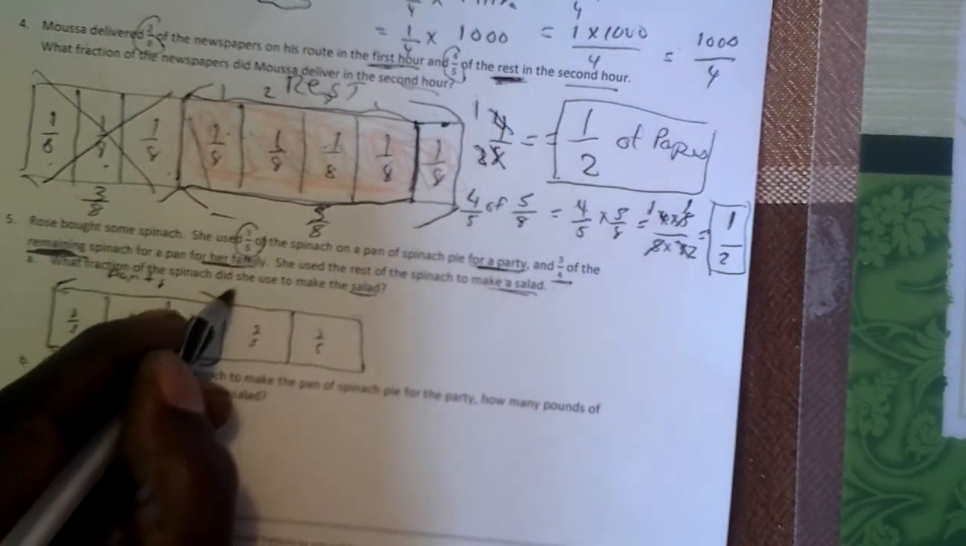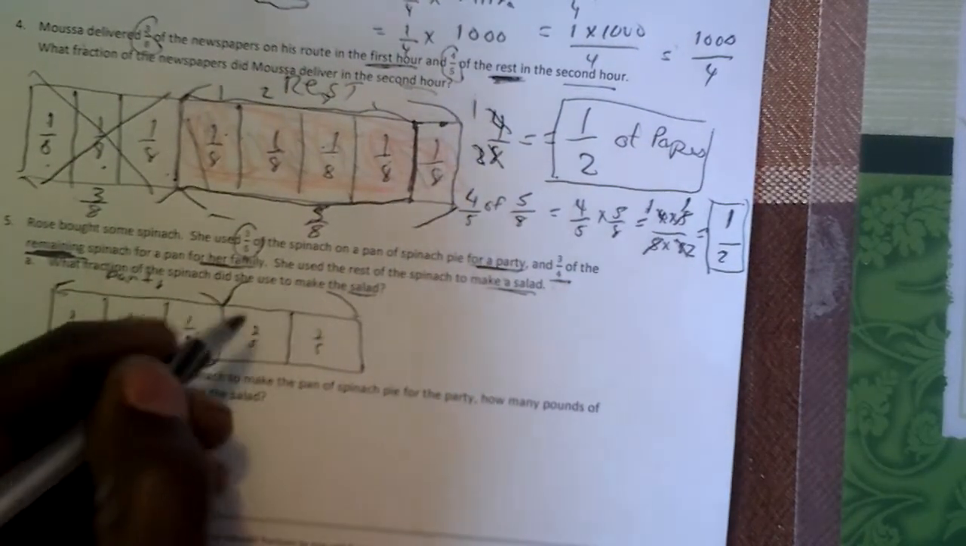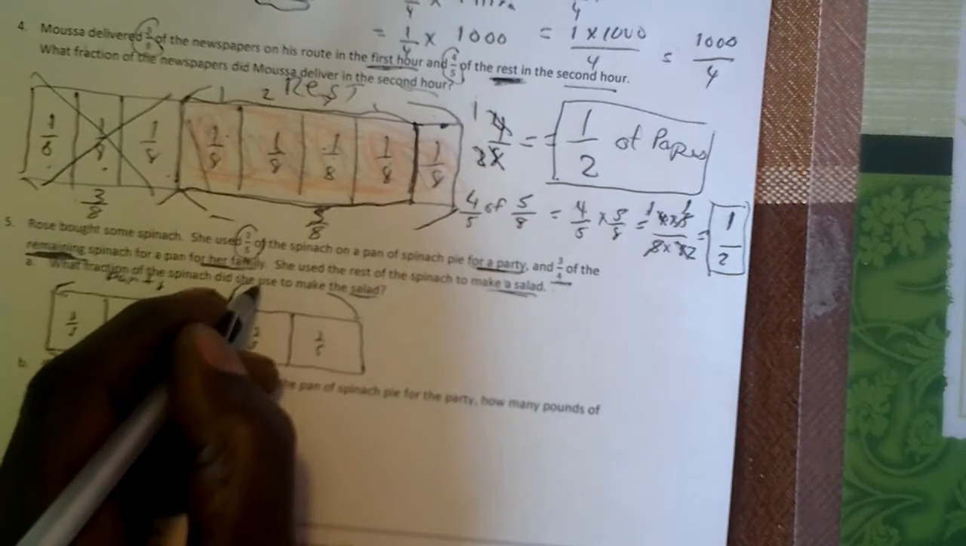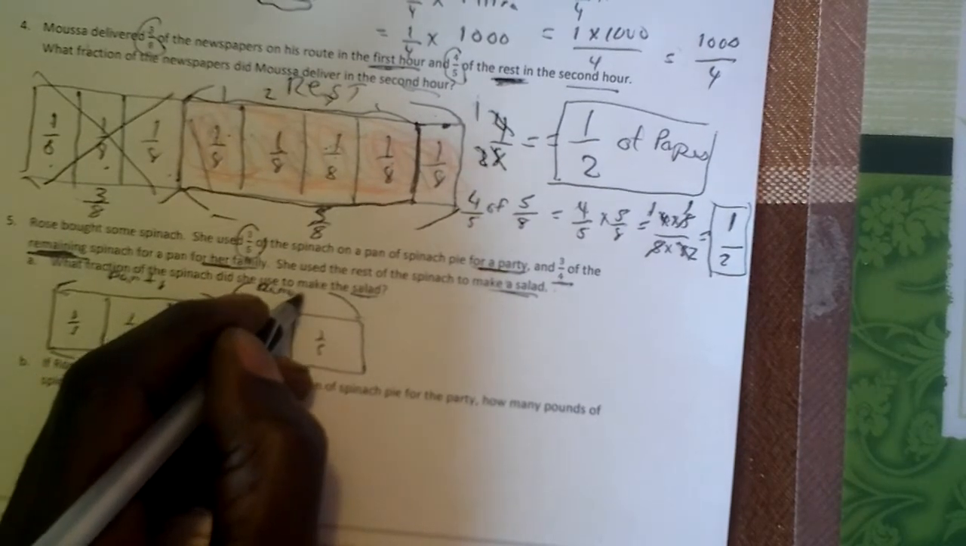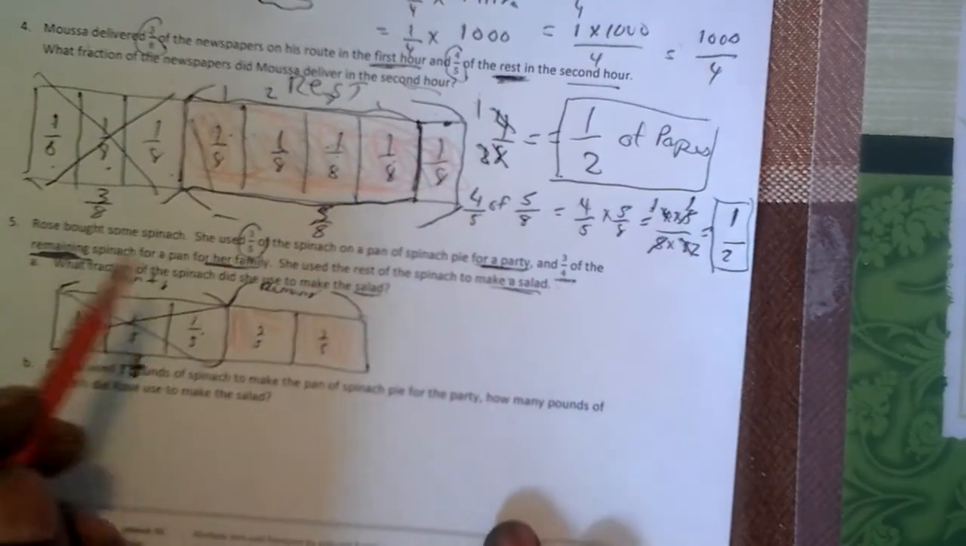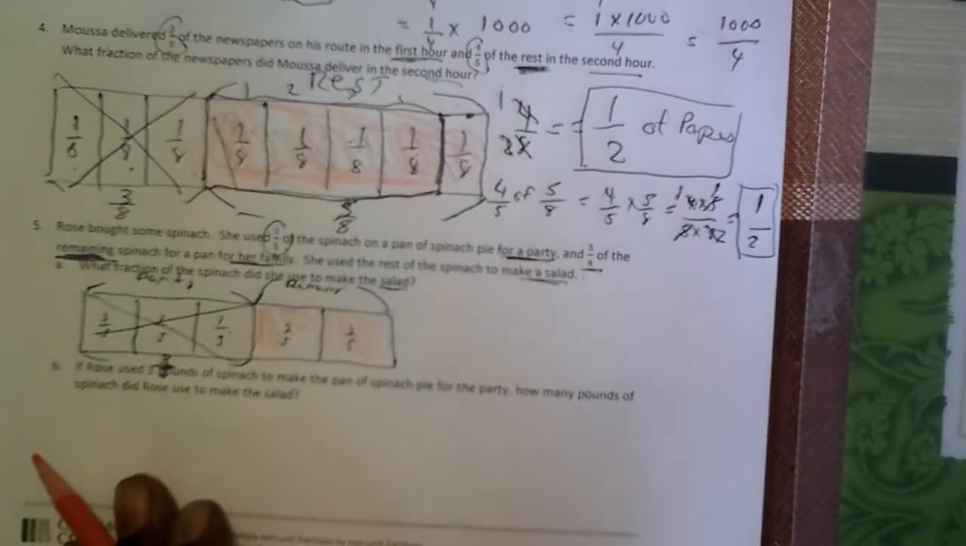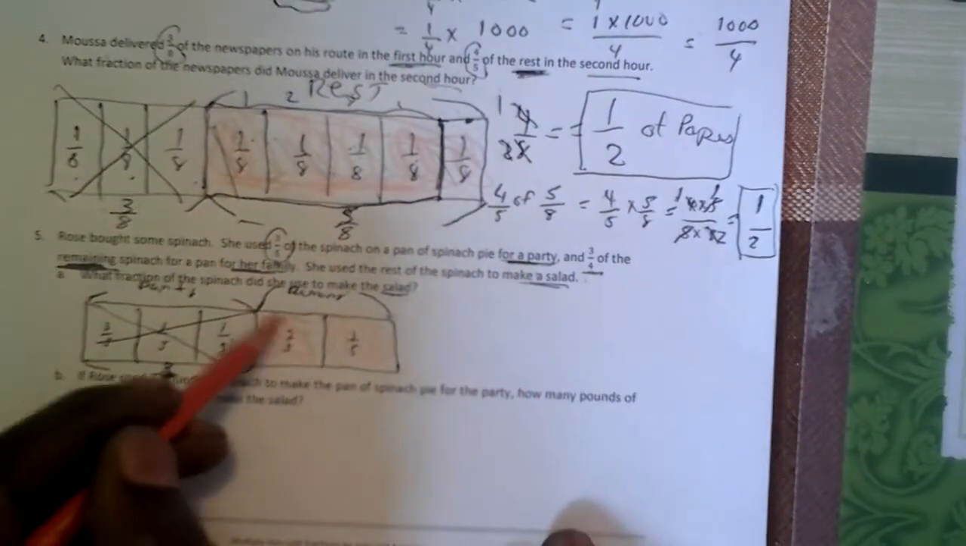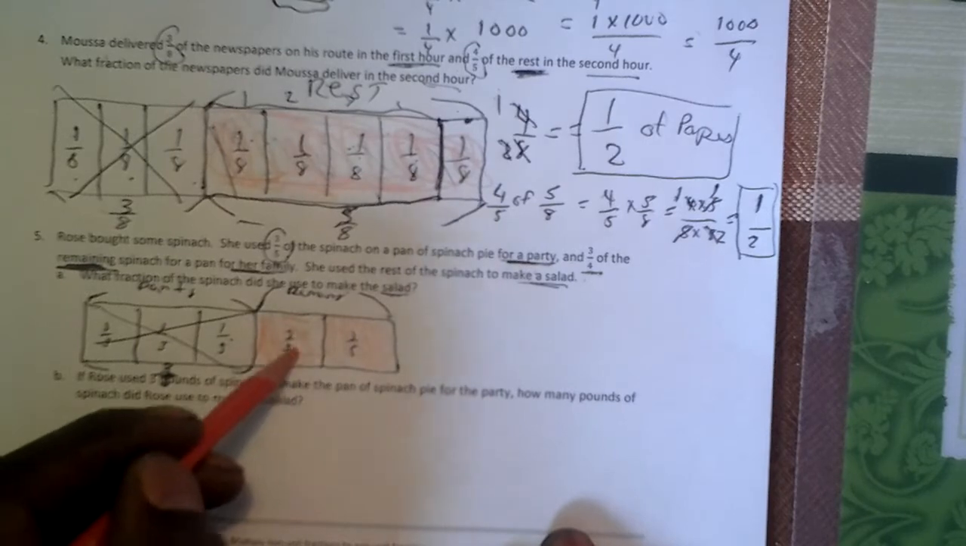And she used 3/4 of the remaining. So let's call this remaining. Let's write it up high because we're going to need to write over below it. Remaining, okay? So we need to find out the remainder. So we don't need this. We need to find out the remaining section, okay?